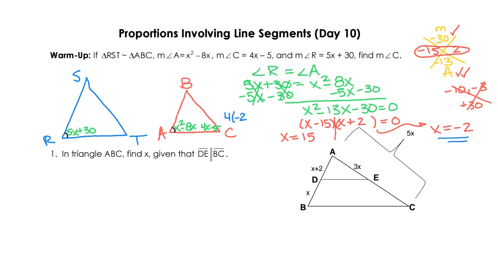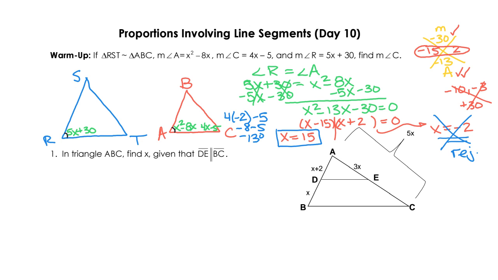So I'm going to go ahead and plug in my negative 2 into angle C, and I end up with negative 8 minus 5, which is a negative 13-degree angle. And now I have proof to go ahead and reject that because we know we can't have negative angles. Okay, and so we'll keep our 15 as our value of x.